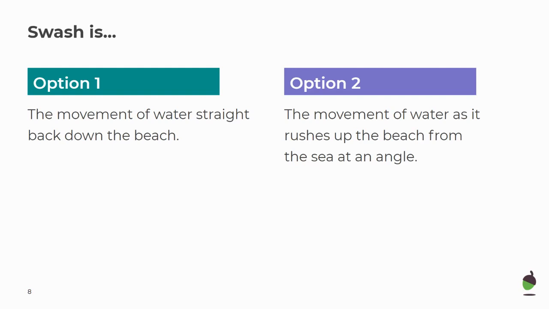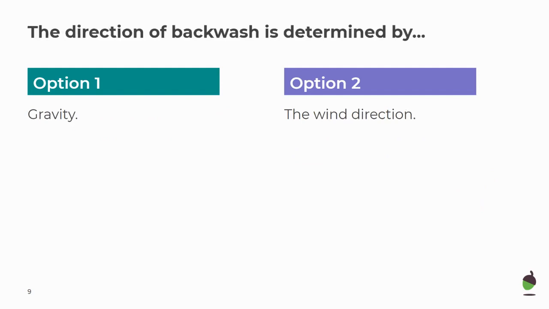Okay, did you get it? Swash is option 2. The movement of water as it rushes up the beach from the sea at an angle. Tell me quickly, what makes that angle? Yes, wind direction. Well done.